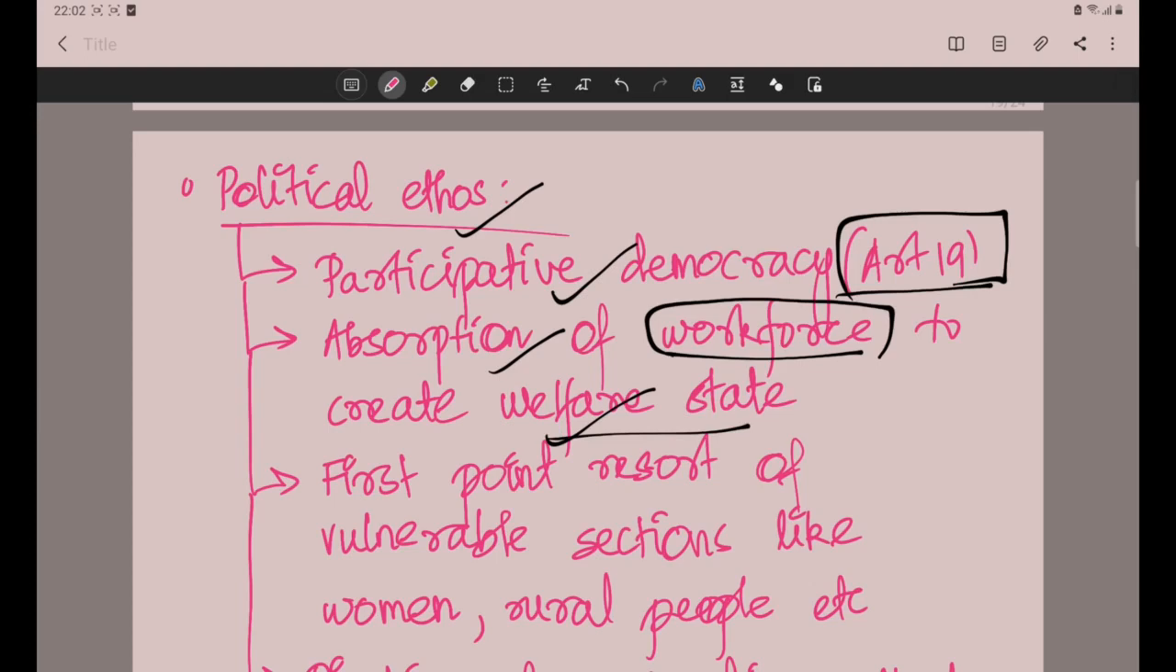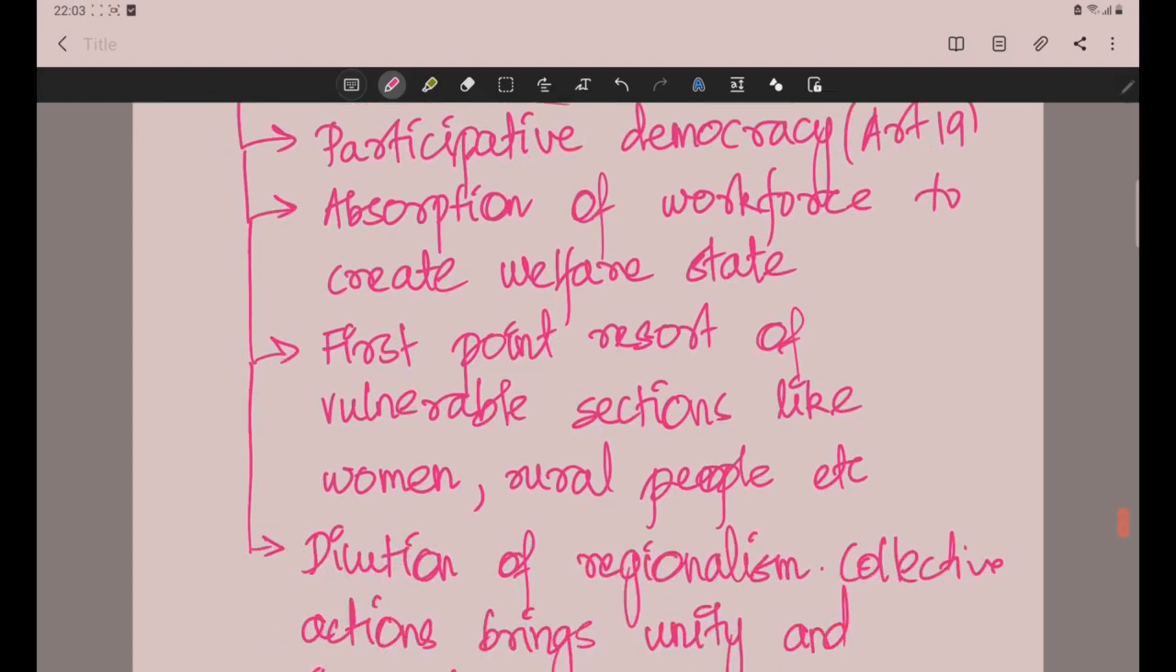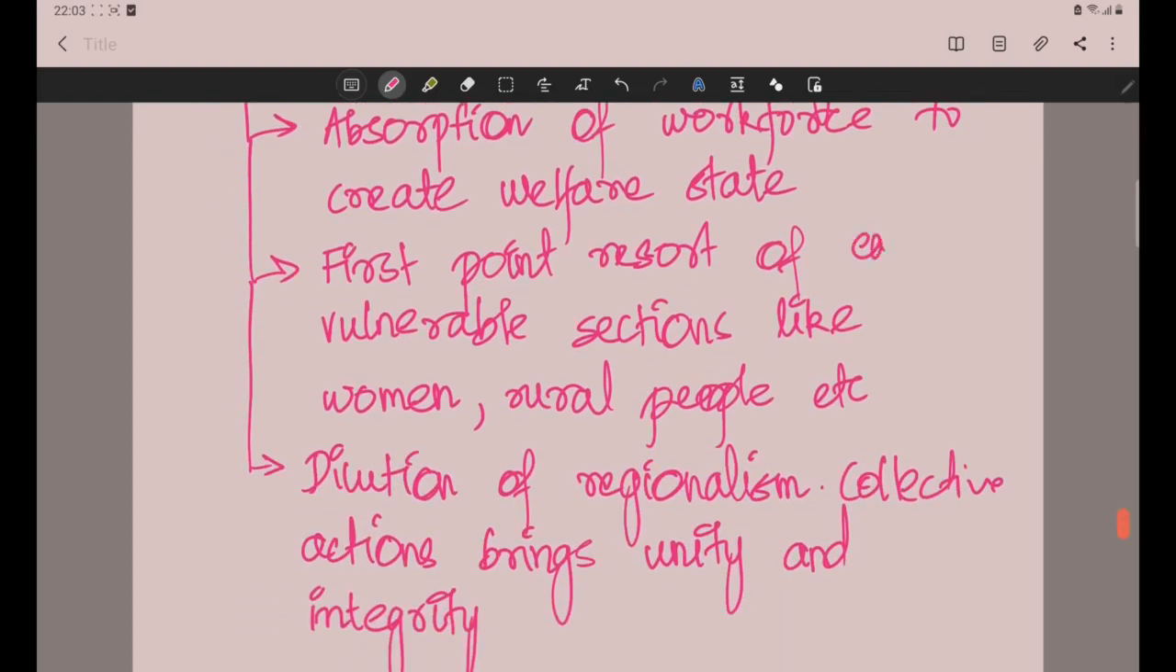Then it is the first point of resort for vulnerable sections. Abruptly starting an entrepreneurship, that is not possible for vulnerable sections. Abruptly starting an initiative or an enterprise, that is not possible for vulnerable sections like women and rural people. So the cooperative sector is like an easy channel or easily available channel for them.